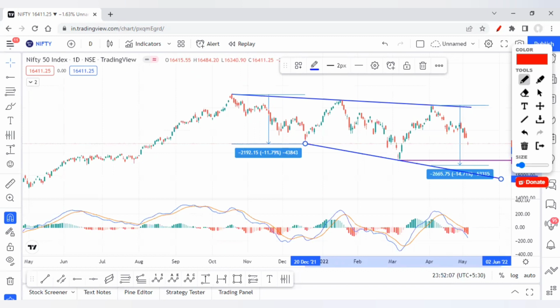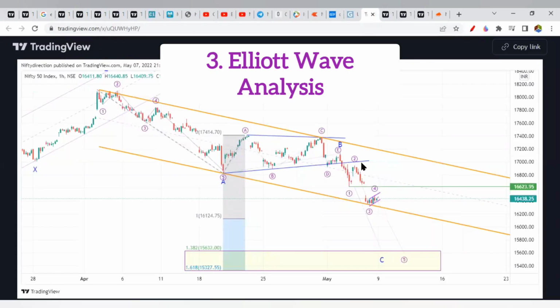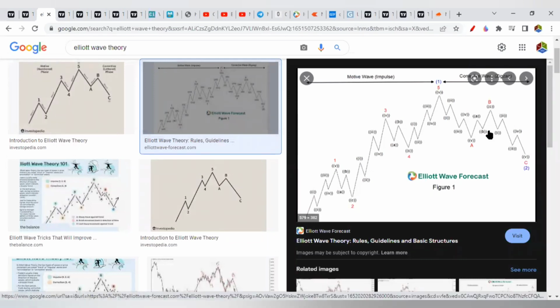So now a little bit of confusion will be there, but stay with me. I'll try to explain in as simple language as possible. So this is the first Elliott wave chart. Elliott wave theory, we discussed many times. So Elliott wave theory is like this: 5 moves up, 3 moves down.